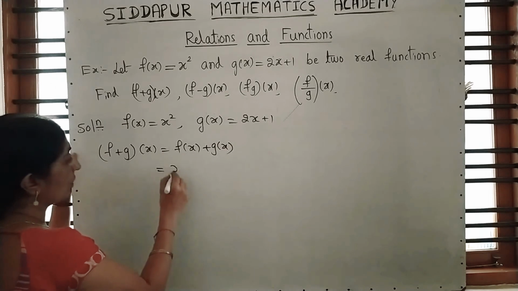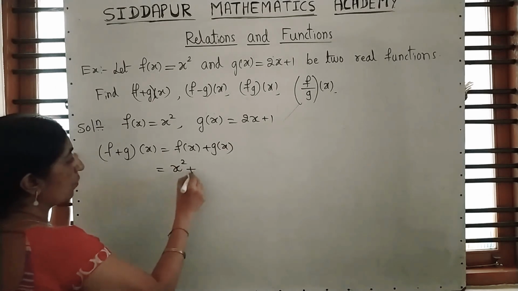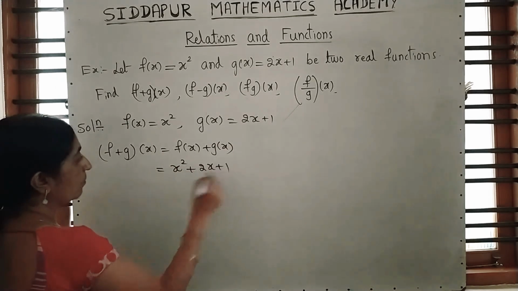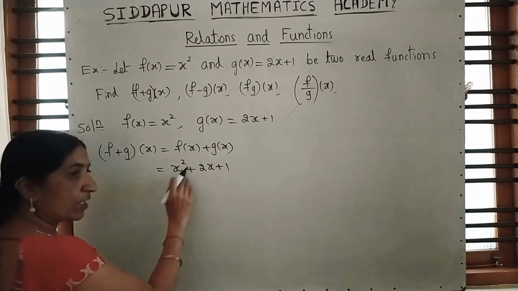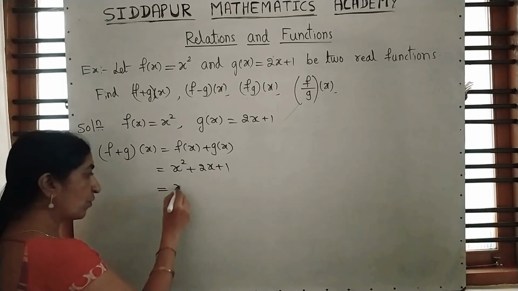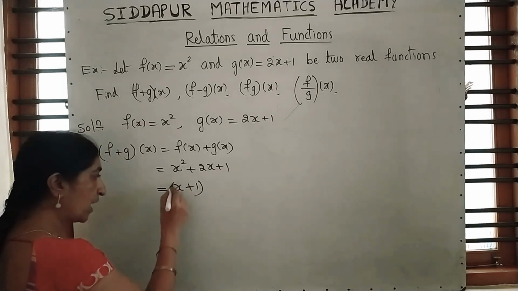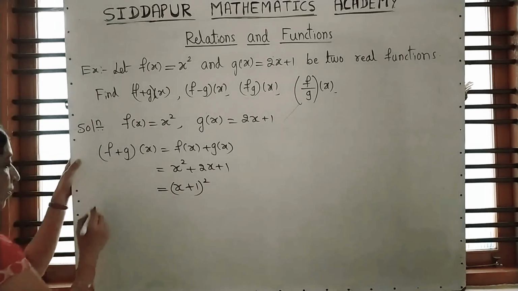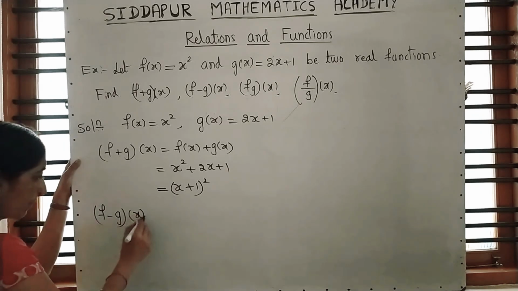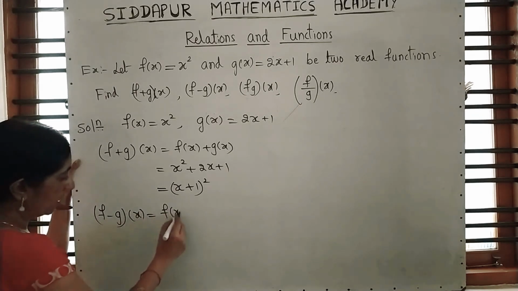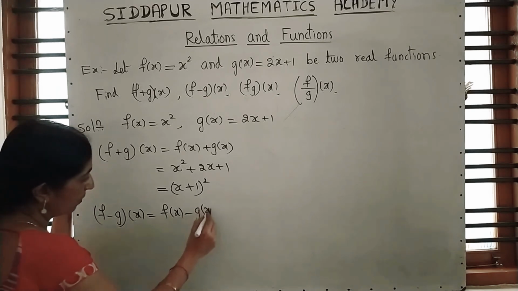What is f(x)? Write down that value. g(x) is 2x plus 1. Just write down that value. If you want, you can keep it as this, or if you are familiar with the formula, you can write (x plus 1) whole square. Moving to the next one, it is a subtraction. It will be written as f(x) minus g(x).